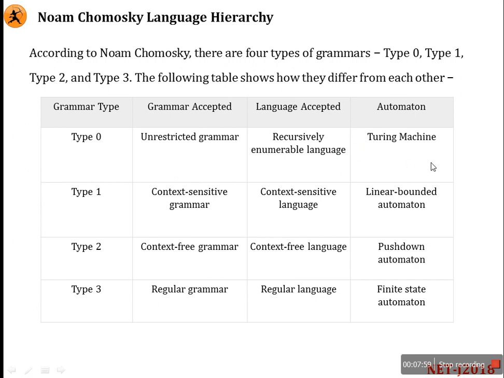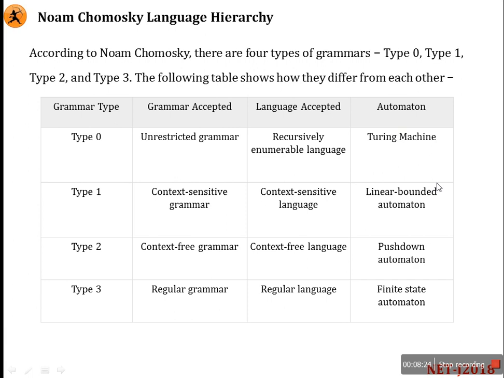Still, the highest prize, equivalent to a Nobel prize in computer science, is the Alan Turing prize. So Alan Turing designed this machine. This machine has the capacity to read all the languages. That's why the Turing machine is more powerful than other machines.